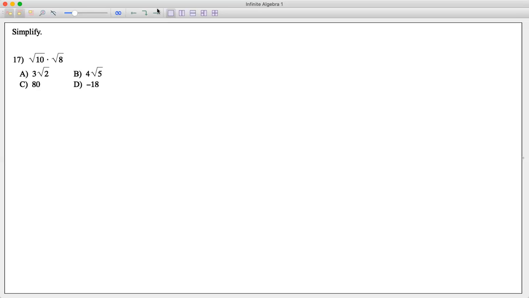And 2 times 2 is 4. So I get 4. What's left over? 5. Is that one of the answers? Yes. Okay. What's the square root of 16? 4. What are you left with? 5. So Anna saw that 16, and probably most of us would have used 4, right?